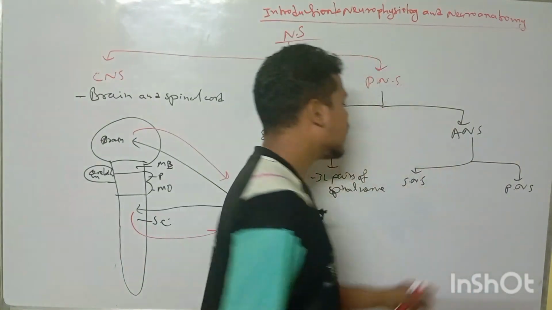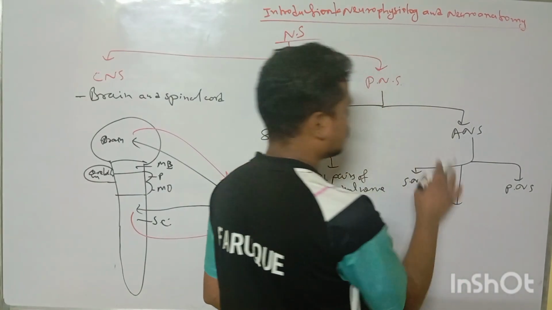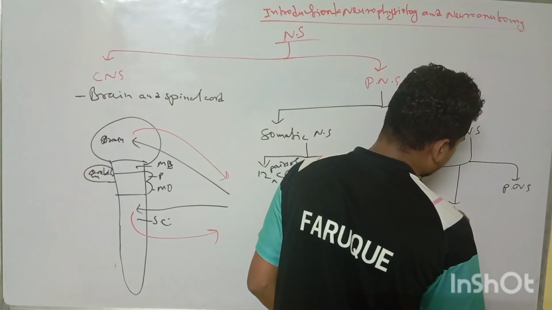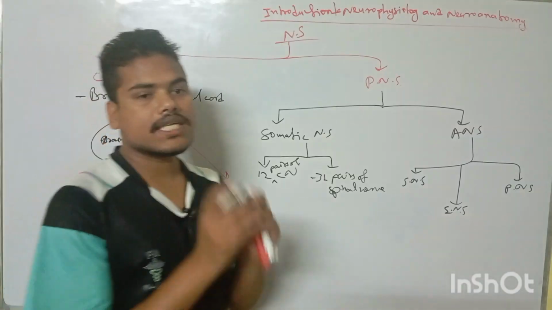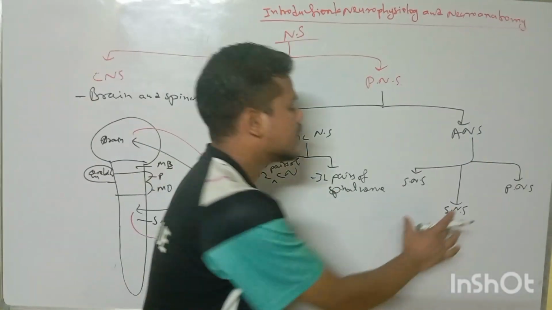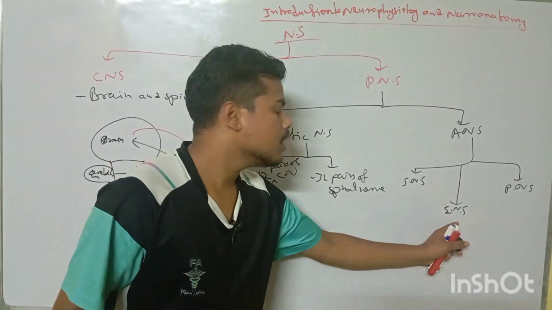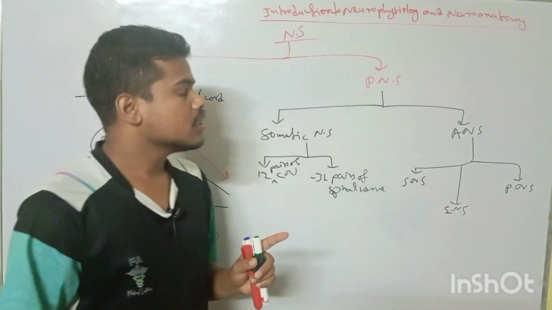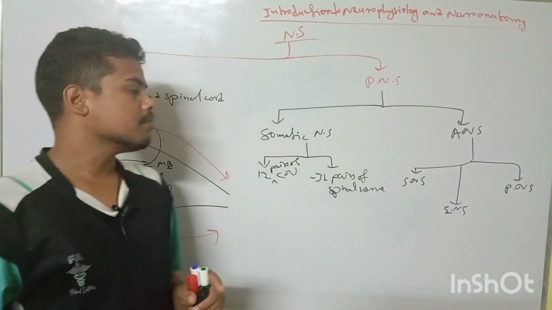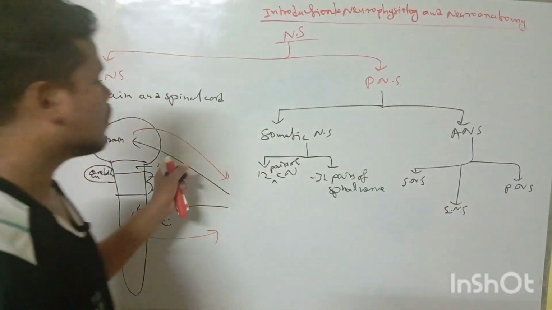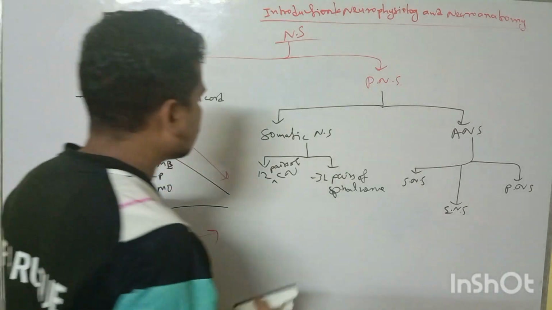And some authorities also believe a subdivision of this ANS will be the enteric nervous system. But my dear, this enteric nervous system is nothing but a specialized form of the autonomic nervous system that includes both sympathetic and parasympathetic components, and this will be located in the lower GI tract and regulate their visceral functions. So this is the first classification. Now I will move on to the next classification, which has more physiological value.